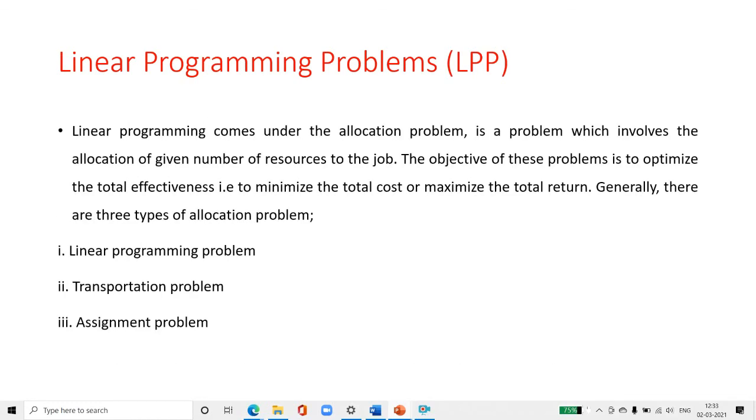Next, linear programming comes under the allocation problem. It is a problem which involves the allocation of a given number of resources to jobs, and the objective of this problem is to optimize the total effectiveness, that is, to minimize the total cost or maximize the total return or profit. Generally there are three types of allocation problem: linear programming problem, transportation problem, and assignment problem. In unit 1, we discuss linear programming, transportation, and assignment problems also. First we discuss what a linear programming problem is.